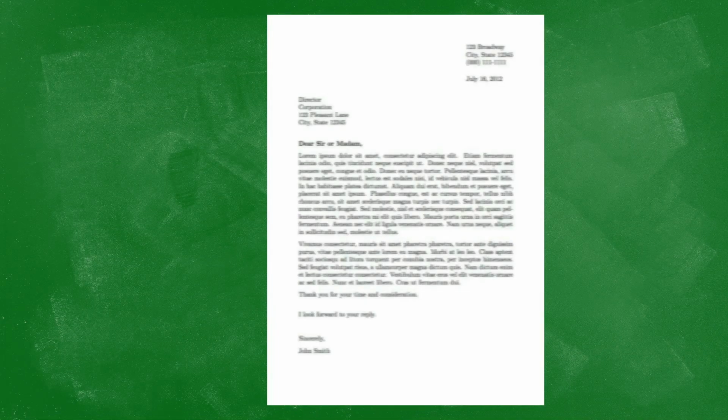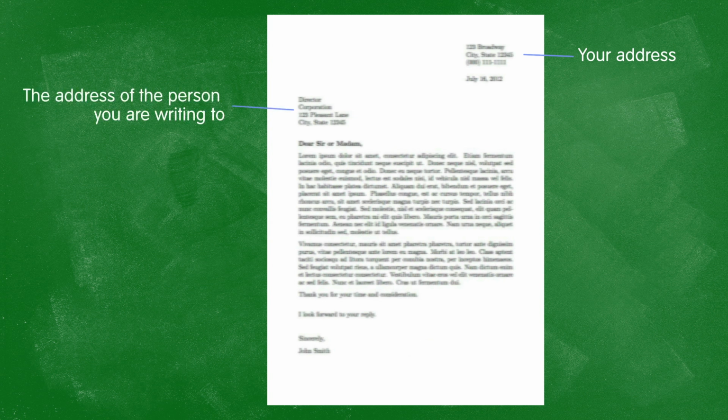Now, you should also know that formal letters have a very particular layout. Let's look at this layout in a little bit more detail. First, your address should be written in the top right corner. And the address of the person you are writing to, similarly, should be on the left, slightly lower than yours. Next, the date should be displayed right below your address on the right, and the greeting should be on the left, just beneath the date.